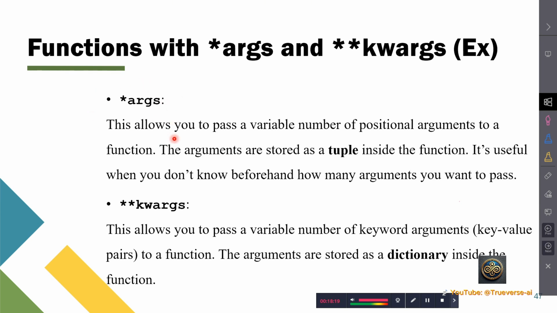know about that one. When you use *args, this allows you to pass a variable number of positional arguments to the function. The arguments are stored as a tuple inside the function. Remember, a tuple cannot have redundancy. It is useful when you don't know beforehand how many arguments you want to pass.